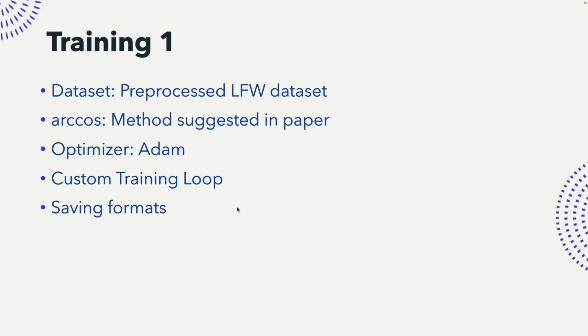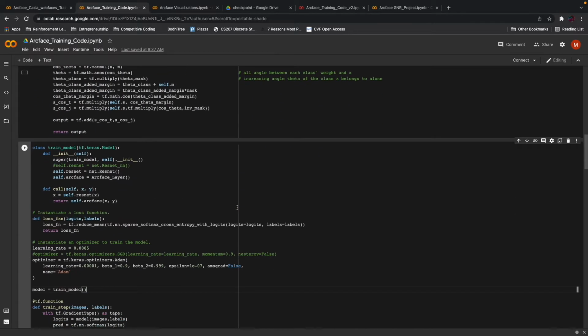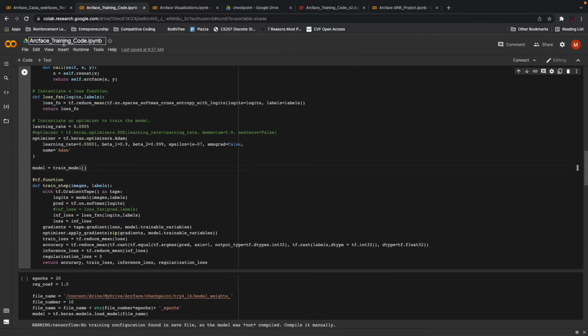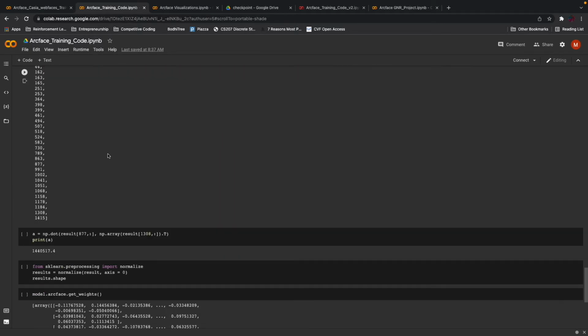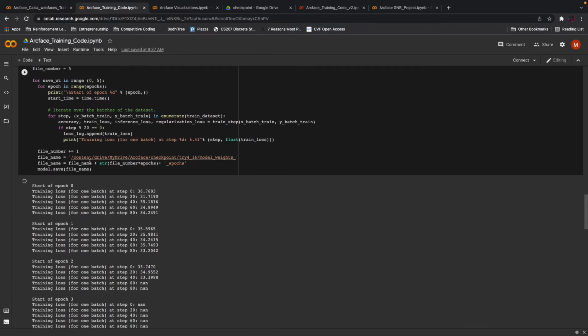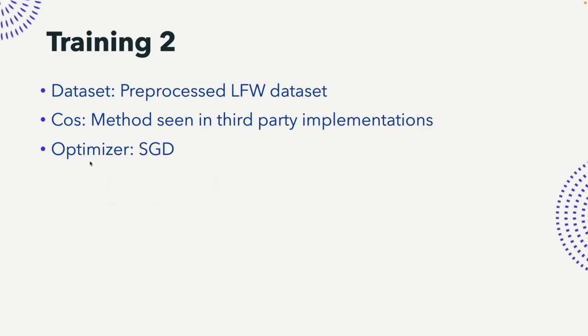We used the Adam optimizer initially. Over here you can see the ArcFace layer and the training loop which we have defined. This is training code version 1. When we took the ArcFace weights and looked at them, there would be all NaN values in this position. So we had to look for other ways to solve this issue, and thus we looked at other third-party implementations and came to our second model.